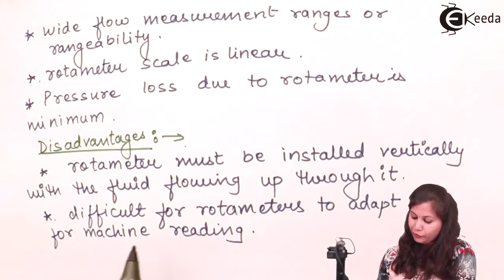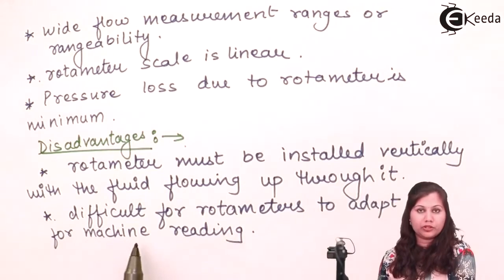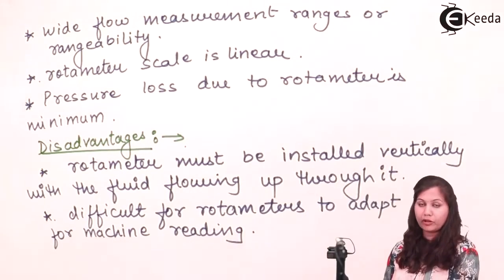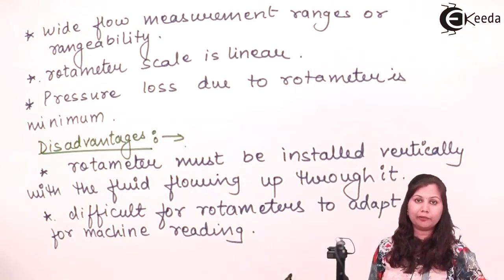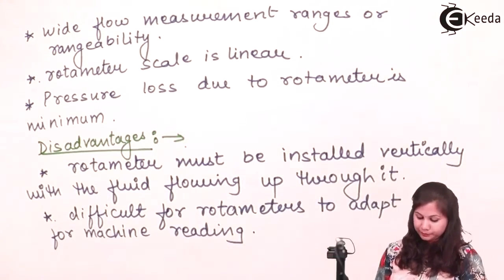Also, it is difficult for rotameters to adapt for machine readings, although in some of these cases the magnetic type of floats can be used.